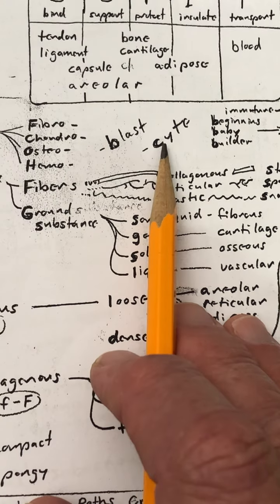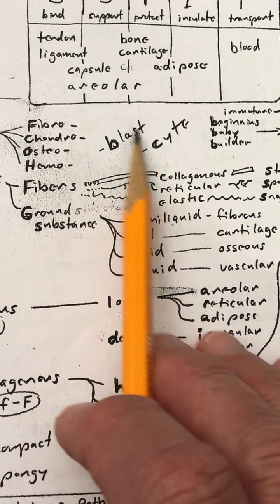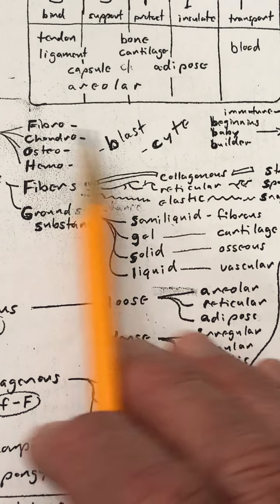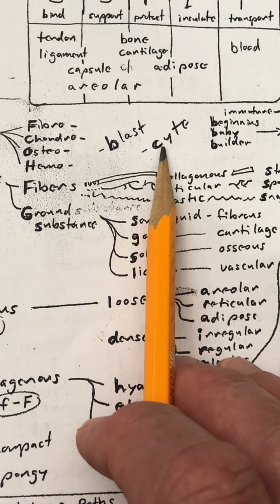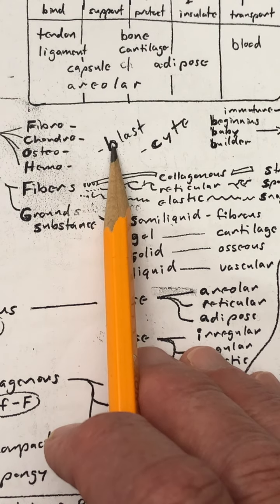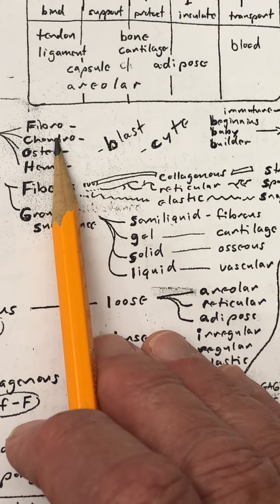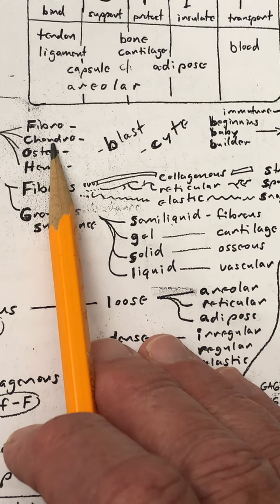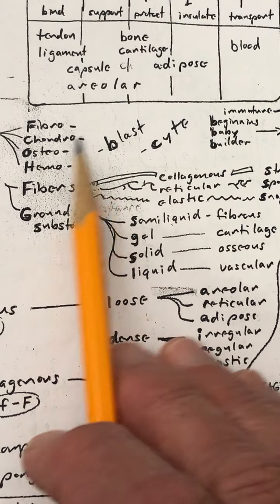So we can create words such as fibroblast, building fibers, and then fibrocytes, maintaining them. By the way, the cell that was a fibroblast becomes a fibrocyte when it's finished its job and it's maintaining things. A chondroblast builds cartilage, and when it's finished building the cartilage, it maintains it, and we change the name of that cell to a chondrocyte. Same cell, we just changed its name.